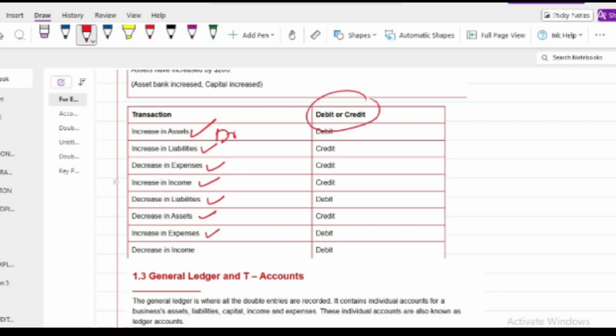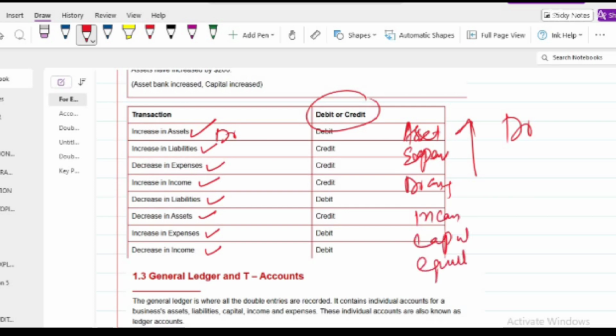And we have discussed that there are three things: the asset, the second one is expense, and the third one is drawing. So when these components increase, it will be debit. On the other hand, we have also discussed that income, capital, and equity, when these increase, it will be credit. Clear? And we'll discuss the general ledger in the next lecture. So thank you for watching.